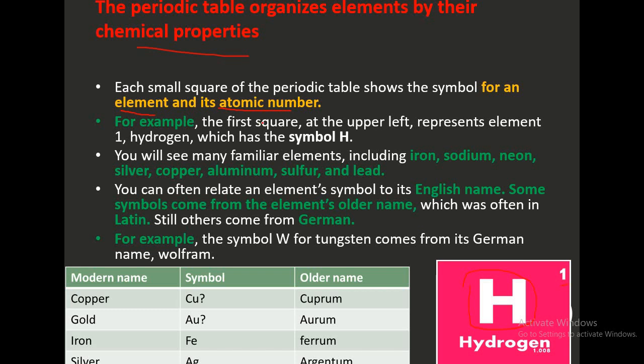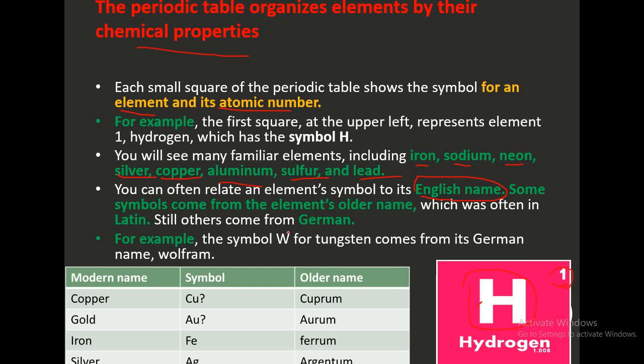For example, the first square at the upper left represents element 1. This is the atomic number of hydrogen, which has the symbol H. You will see many familiar elements like iron, sodium, neon, silver, copper, aluminium, sulfur and lead. You can often relate an element symbol to its English name, like H.